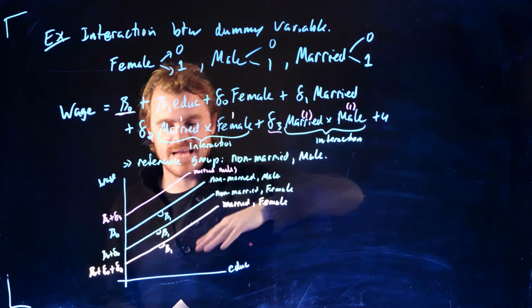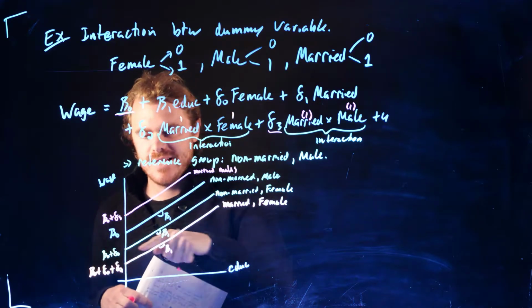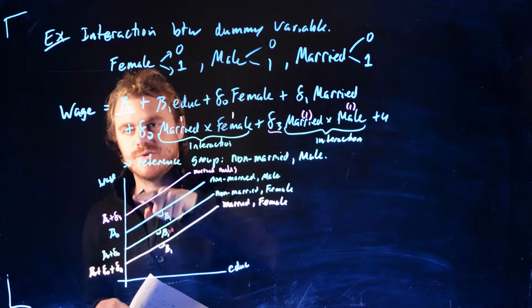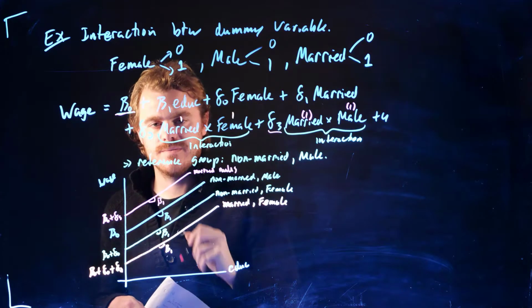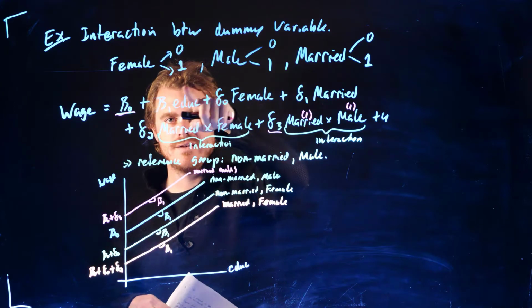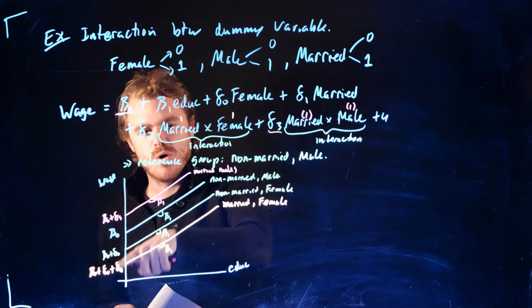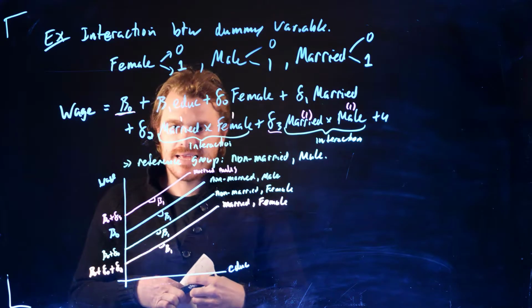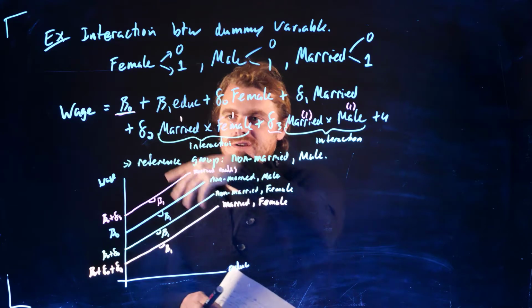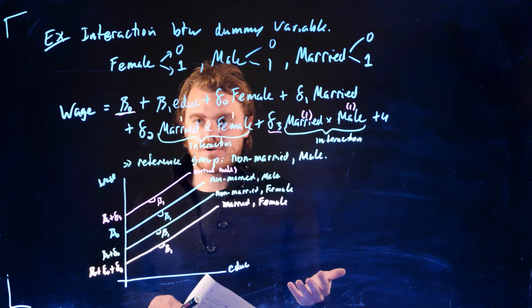So notice that this is just adding more categories as we have these interactions. It's just changing the intercept for certain groups. All the slopes are the same here. We just have one slope, one continuous variable, and all we're doing is having more intercepts because we're having more categories. And again, the interpretation of each of these betas and deltas has to do with the reference group.